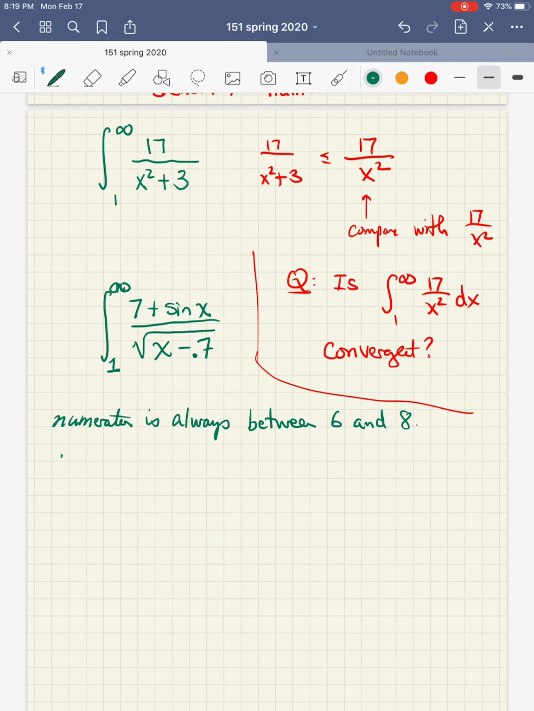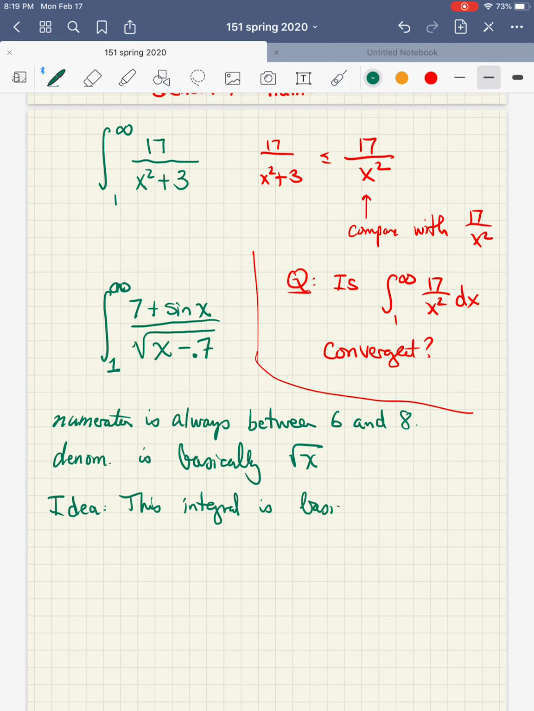And the denominator is basically the square root of x. Right, imagine x is like 1,000,000. Subtracting 0.7 from it is not going to really change the value very much. And so my idea is that this integral is basically like some constant, maybe like 6 or 8 or 7, divided by square root of x. And I'm going to do that integral from 1 to infinity. And this is actually going to be divergent.